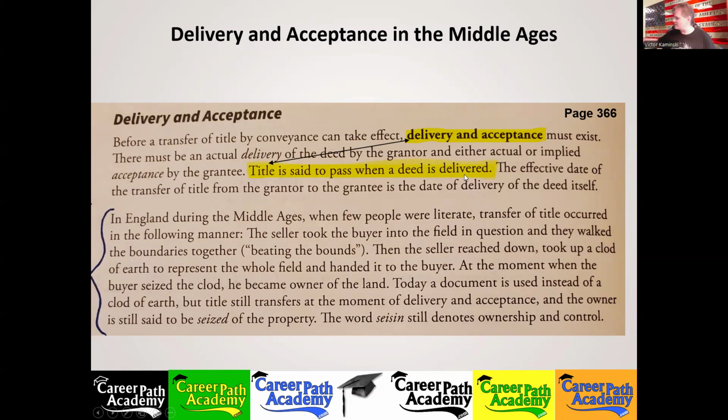So when they have that paper document, I got a piece of paper somewhere. When they got a paper document and they hand it to you, the moment you accept it, ownership's considered transferred. Delivery and acceptance of the deed itself. Now, what did they do in the Middle Ages when people didn't know how to read or write? They were illiterate. How did we transfer the ownership of real estate then?